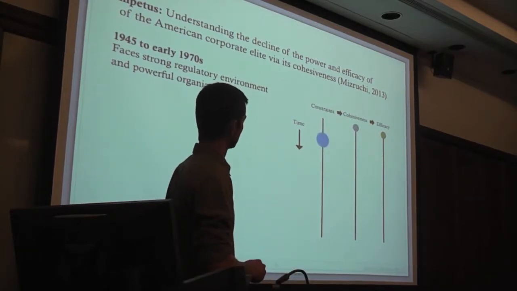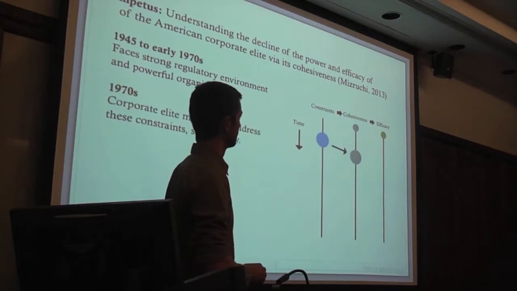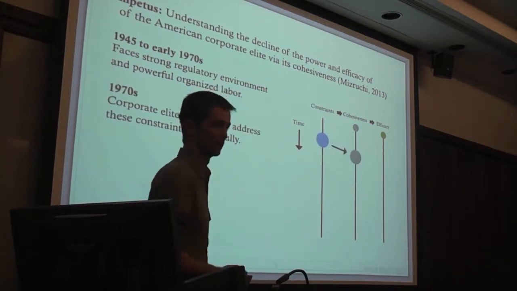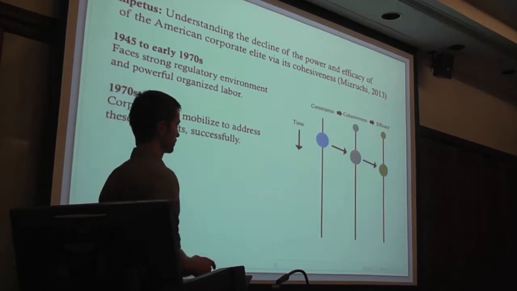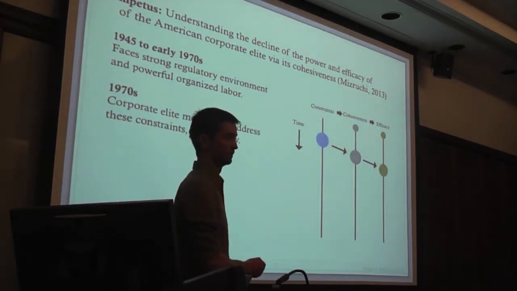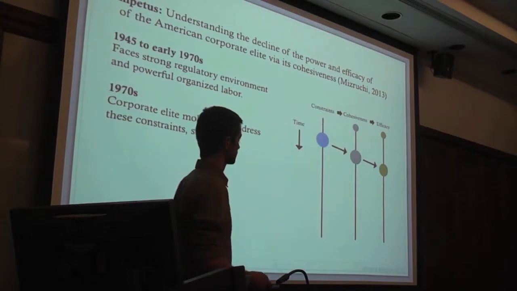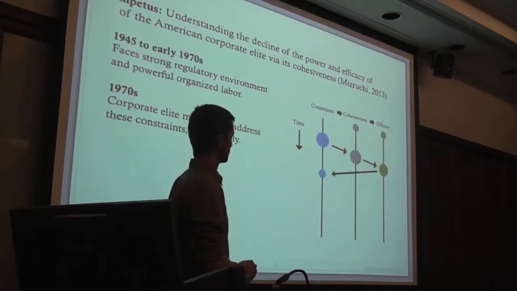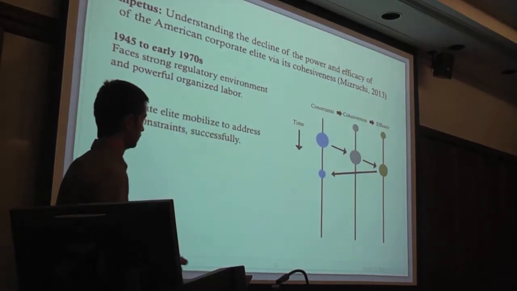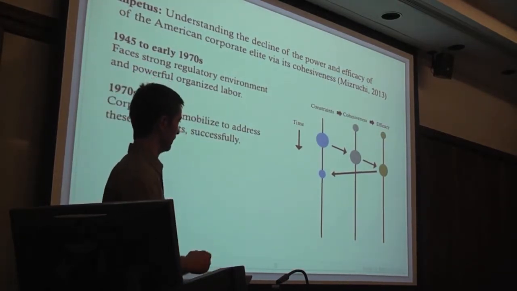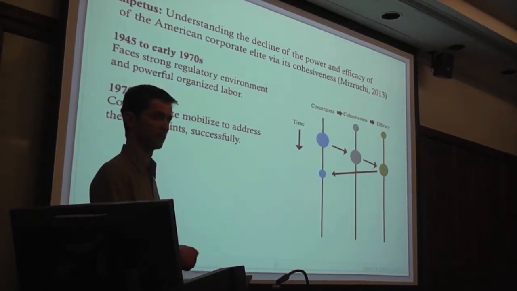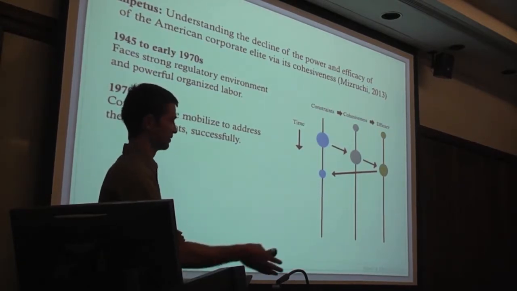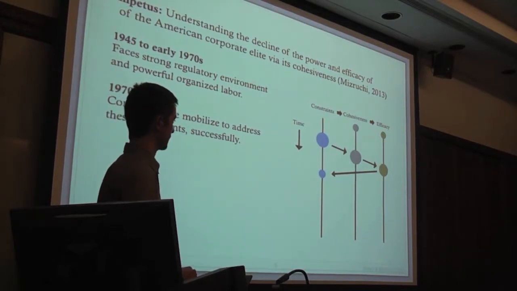So, large degree of constraint on them. That led to cohesiveness. They organized, became a highly networked group, which led to them being relatively effective. The consequence of their being effective was that they were able to remove those constraints. They were able to coordinate as a group and remove them. So this is them, in some sense, endogenizing the environment that the group exists in. They're concerned about these issues, these constraints, and they go out and address them.